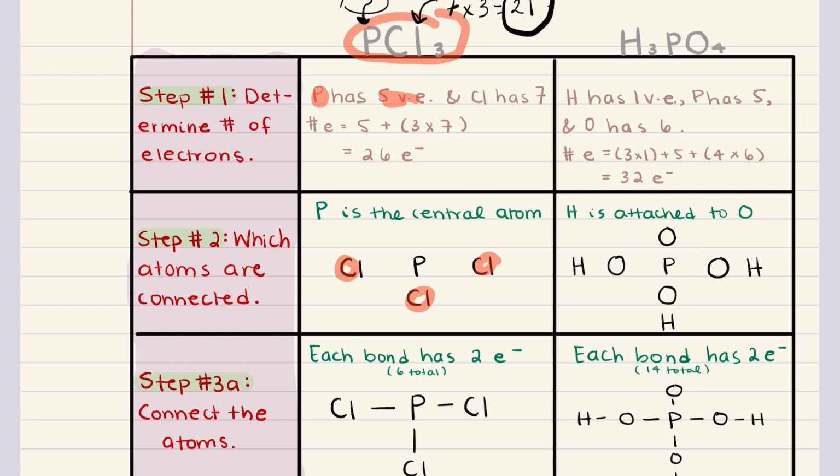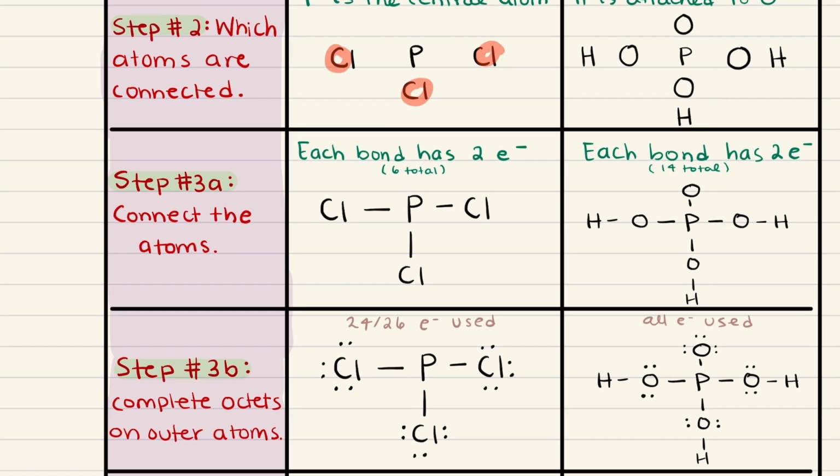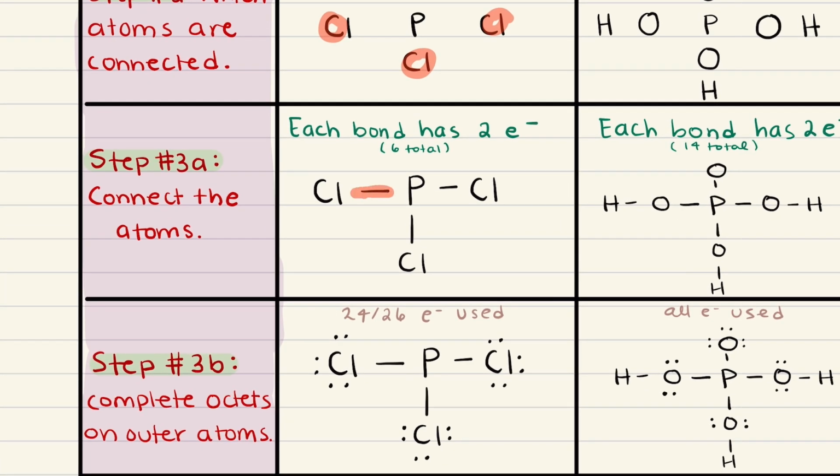Wonderful. Now, step 3 says to distribute the total number of electrons that you determined in step 1 by proceeding in this order. So step 3A is to first connect the atoms. So now we've connected phosphorus to the 3 chlorines. Remember, each bond has 2 electrons. So far in step 3A, we have used up 6 of our 26 electrons.